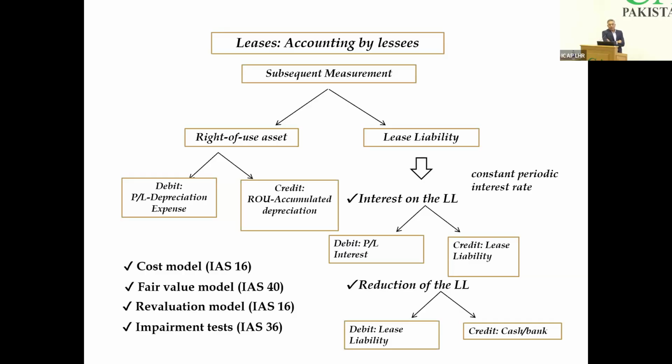And then if this is basically an investment property, then you all know that investment property has two models. One is the cost model, which is similar to IAS 16, and then there is a fair value model. Then you will accordingly apply the fair value model on the right of use asset, if you are following a fair value model for owned properties. And then there will also be impairment testing under IAS 36.